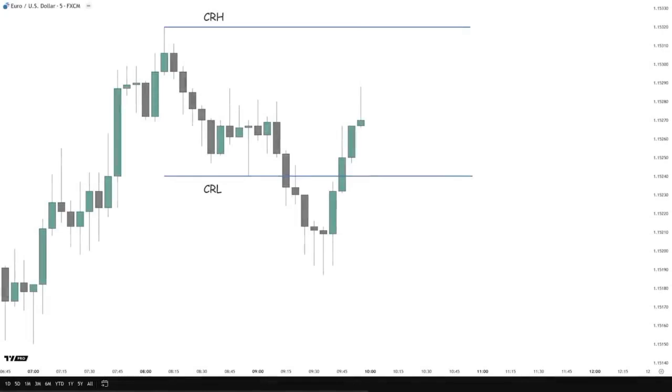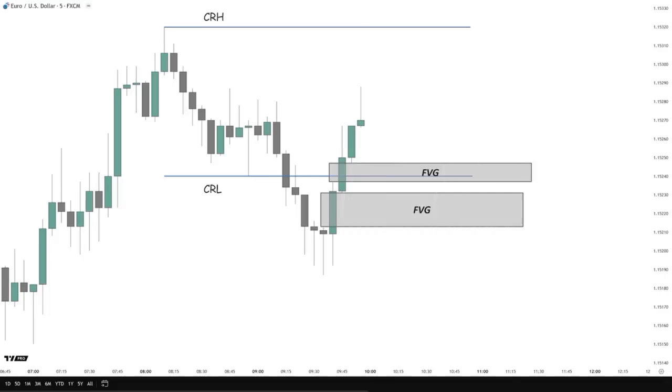On the 5-minute chart, we can see that the price has already formed multiple fair value gaps. We will set a buy limit at the lowest FVG because it's located in the discount zone, giving us a better risk-to-reward ratio and a safer stop-loss placement. We use the same exit rules as in the previous trade. Now let's see what happens.